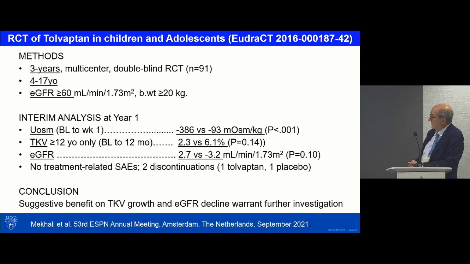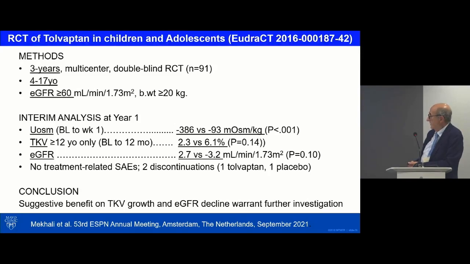The goal of reducing urine osmolality at 1 year was achieved. The change in total kidney volume moved in the right direction. It went up 2.3% rather than 6.1%. And also the change in eGFR went in the right direction. It went down 2.7 mL per year compared to 3.2 mL per year. But neither one of these changes reached statistical significance, possibly because of the heterogeneity of the patients and the short follow-up, only 1 year of follow-up.